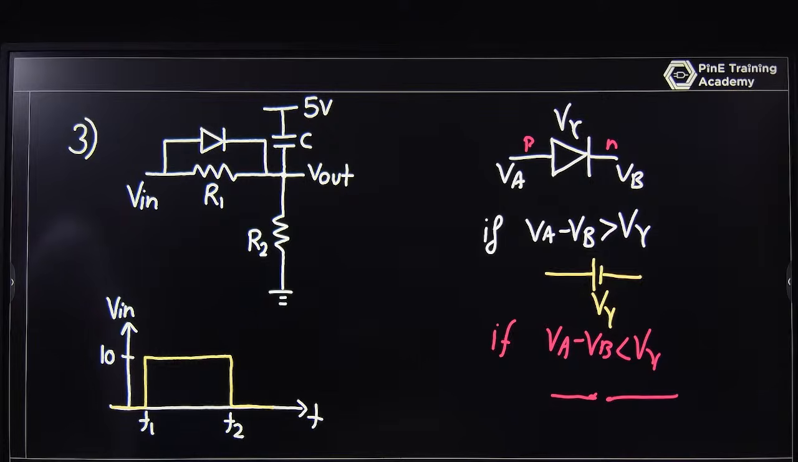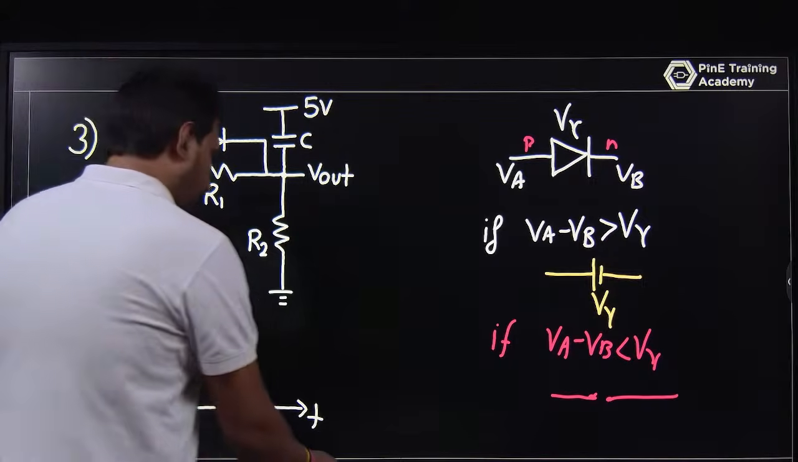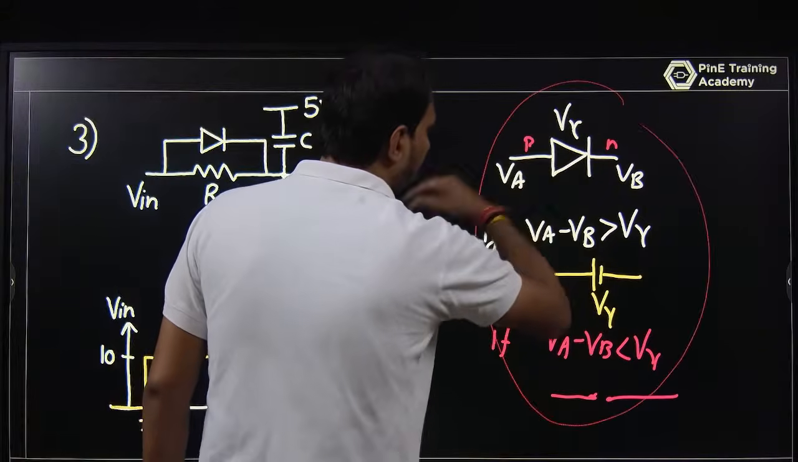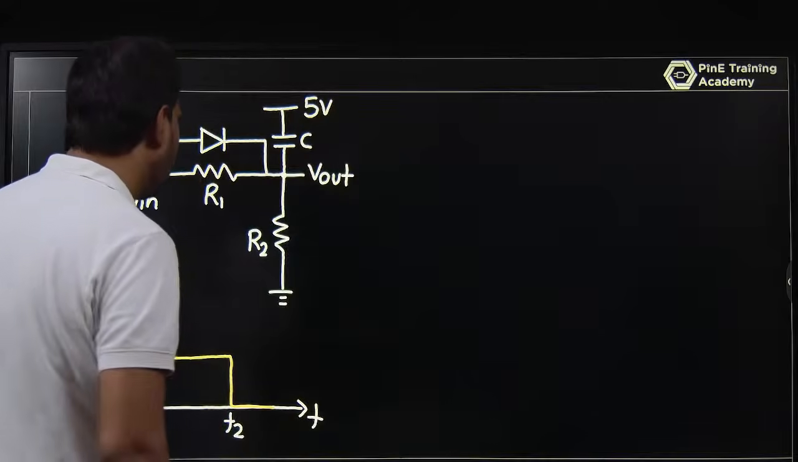Just determine what the node voltage is. If the node voltage follows this condition, you make that diode a short circuit if this is an ideal diode. If this is a practical diode, then this is V gamma. And if VA minus VB is less than V gamma, it will act like an open circuit, that is, reverse bias there. Okay, so just understand this part and go for this.